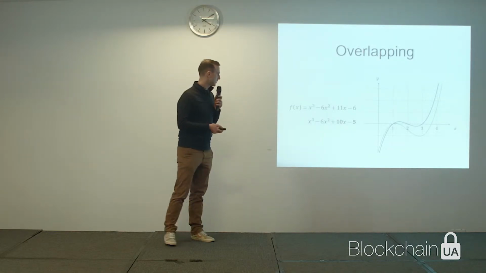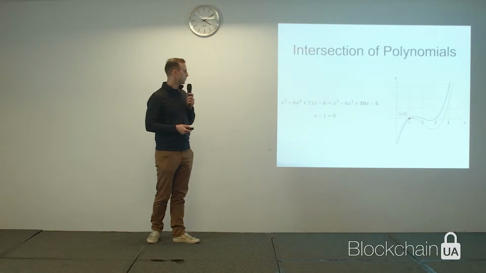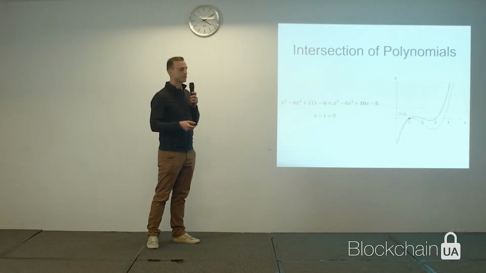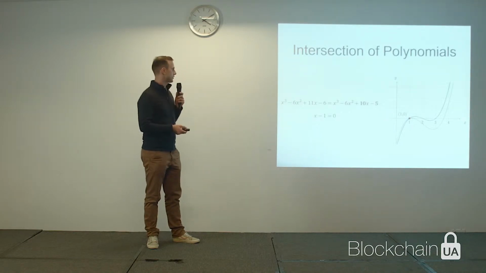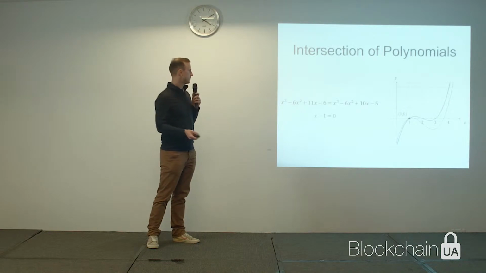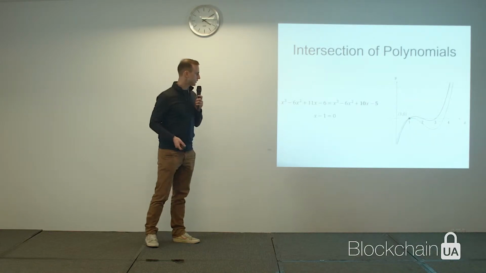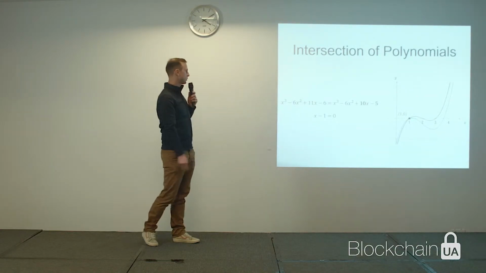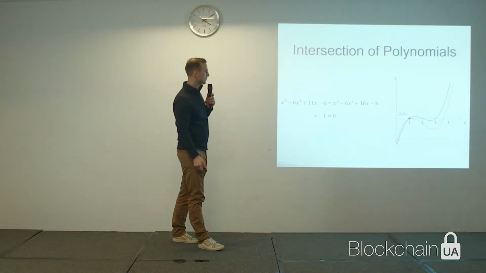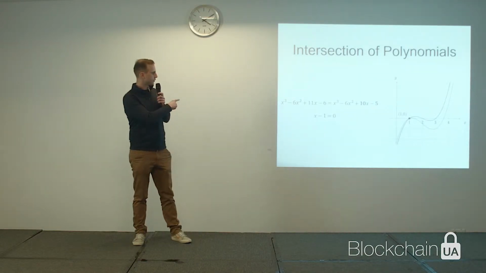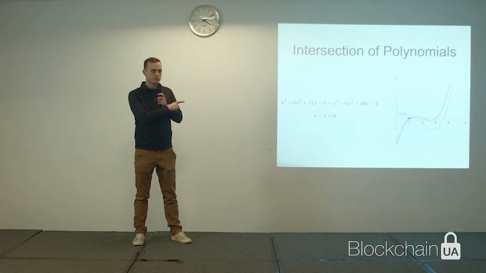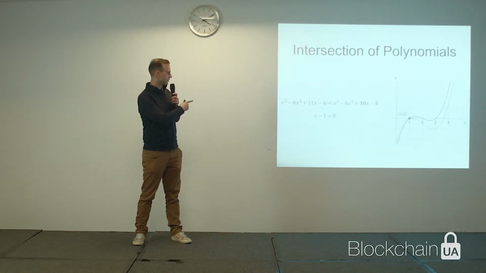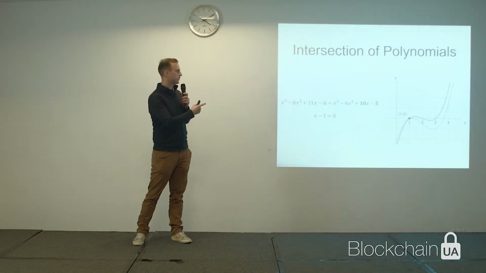To prove this, let's have a look at how we find the intersection of polynomials. In order to find the intersection, we just need to equate those polynomials. In this case, it equals x minus 1 equals 0. So basically, the solutions to this polynomial are all the intersection points.